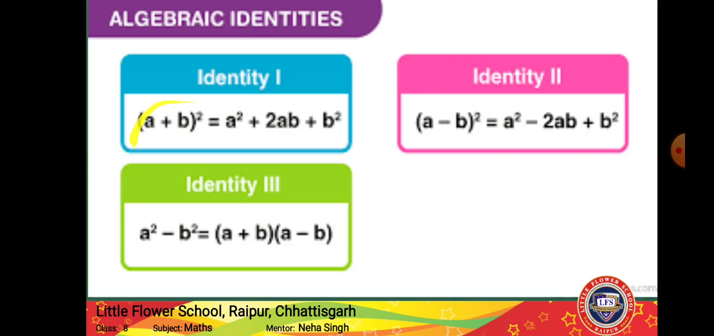What was the formula? (a plus b) whole square is equal to a square plus 2ab plus b square, and when it is minus sign, (a minus b) whole square is a square minus 2ab plus b square. And a square minus b square is (a plus b)(a minus b). Now see, this formula we can apply vice versa also, right? In the next exercise we'll apply the formula, meaning this value will be given and we'll equate it to this value. So when we'll be solving the questions, it will be more clear.